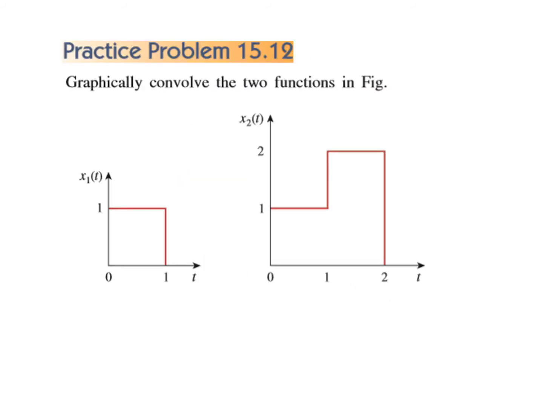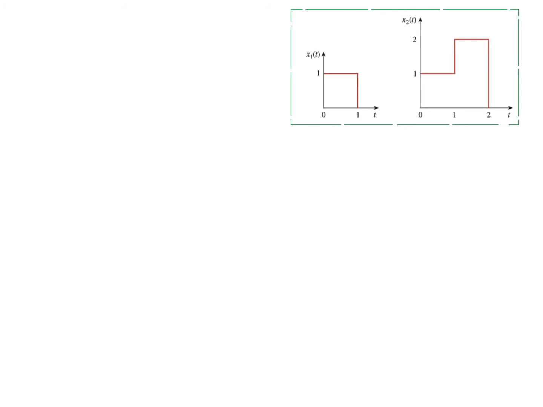Okay, now this is the practice problem. Graphically convolve the two functions given here, x1(t) and x2(t). So these were the original signals.